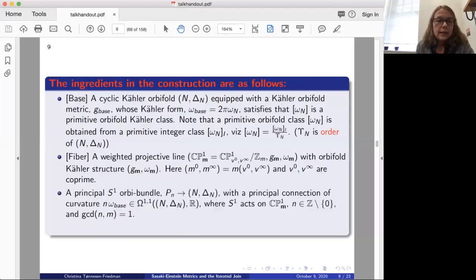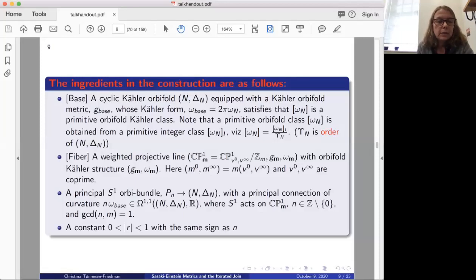All right. And then we form a principal S1 orbit bundle over this base with a principal connection that is coming from the Kähler form, but I'm introducing an integer here, n, as well. That can't be 0, but otherwise it can be positive or negative. Okay, and then we're assuming that this S1 orbifold bundle is so that the S1 acts on our weighted projective line up here. All right, and also for practical purposes and to not have redundancy, we're assuming that the greatest common divisor of n and m is 1. So they're co-prime.